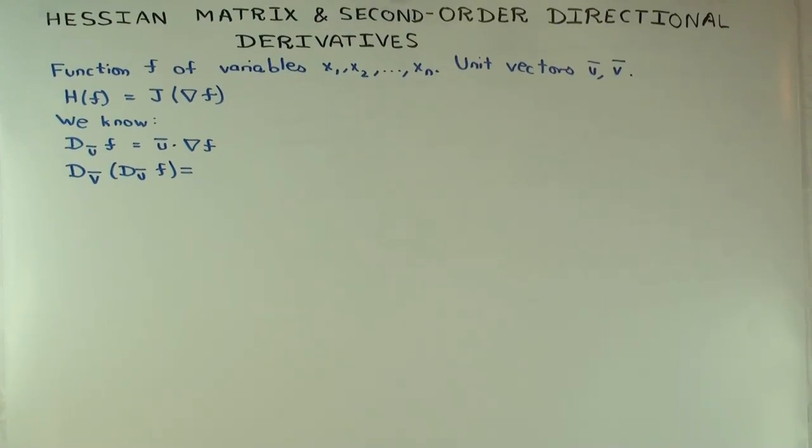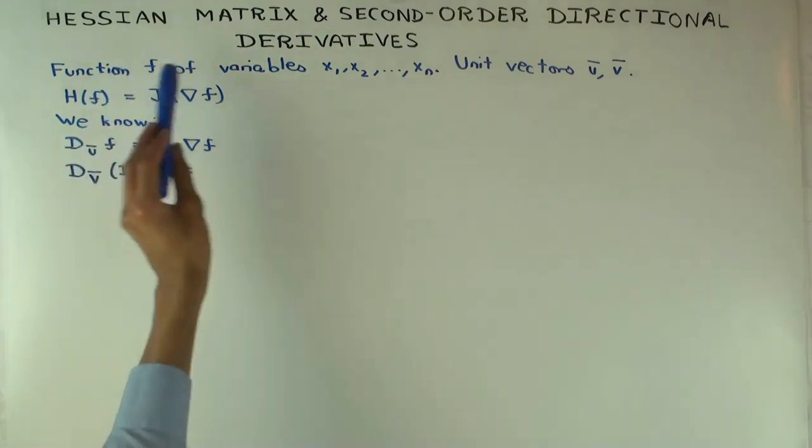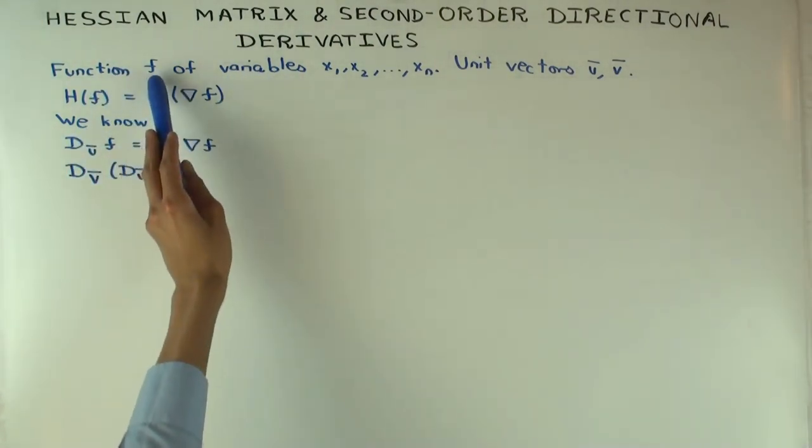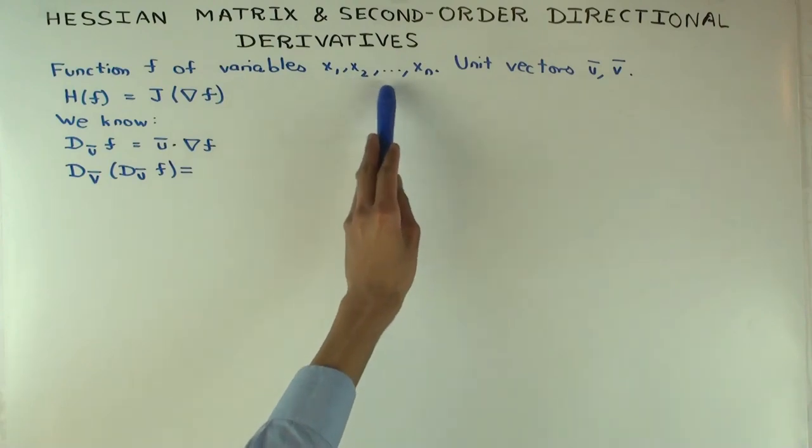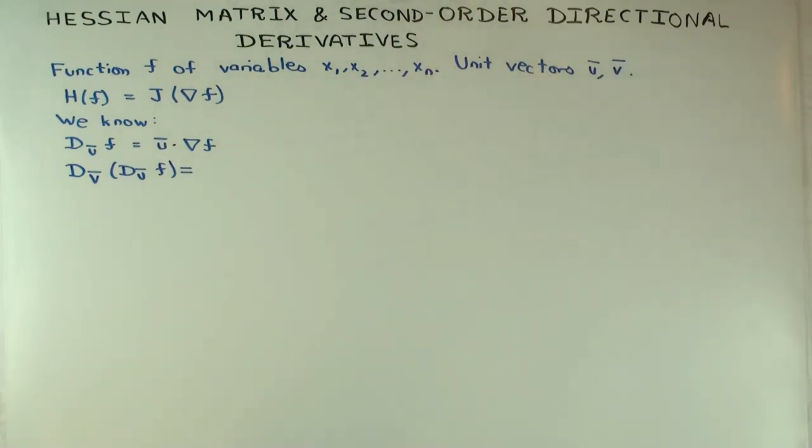Okay, so in this talk, I'm going to do something quite important, which is the Hessian matrix and its relationship with second order directional derivatives. So you have a function of n variables. This is a real valued function, scalar function of n variables, x1 to xn. And assume you have two unit vectors, u and v. They could be equal, they could be different.